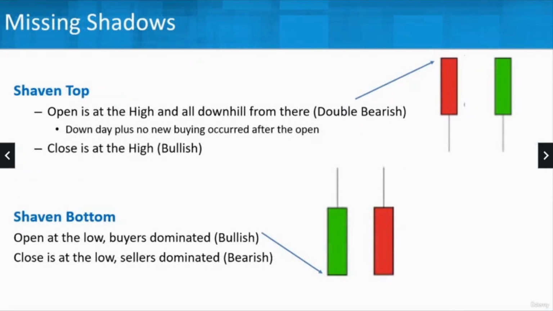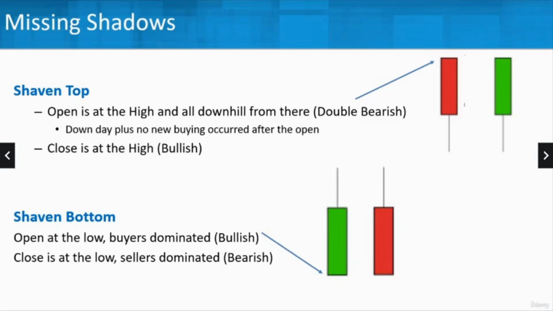Another way you can look at dojis too is if they're missing shadows. Sometimes the shadows can be very long, or the wicks very short, or long in one direction or the other. But what if they're missing a shadow? Let's say you have what's called a shaven top. You can see in these examples for a shaven top there's really nothing going on as far as higher highs. There's no real high other than the opening or the closing, depending on how you look at it. But they have this long shadow on the bottom. So these are two different examples. If the opening is at the high, it's all downhill from there.